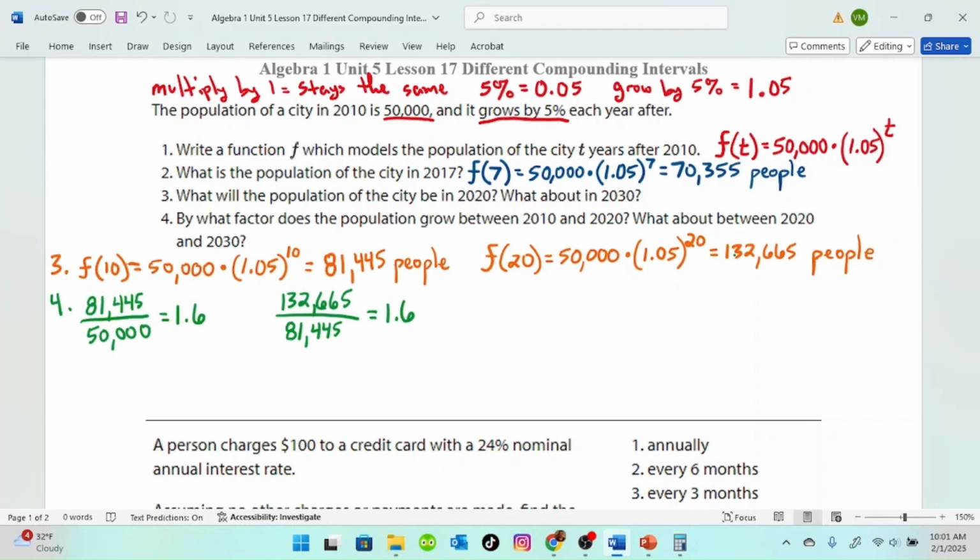So notice the same 10-year time, and we had the same factor, 1.6. So every 10 years, this population is growing by approximately a factor of 1.6.